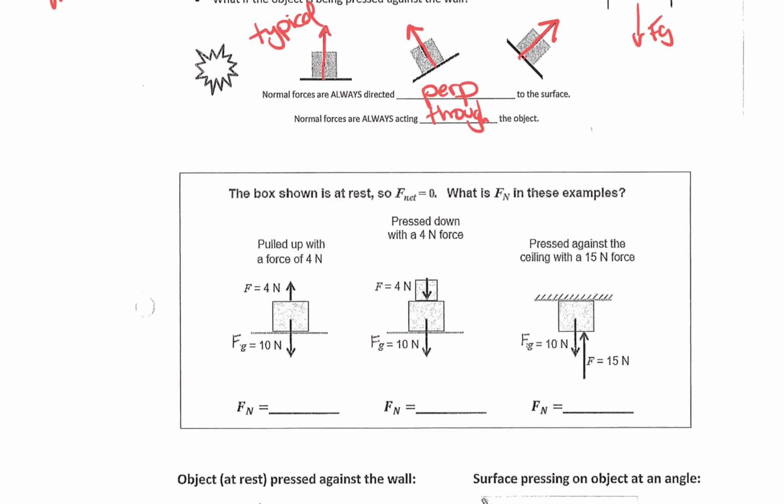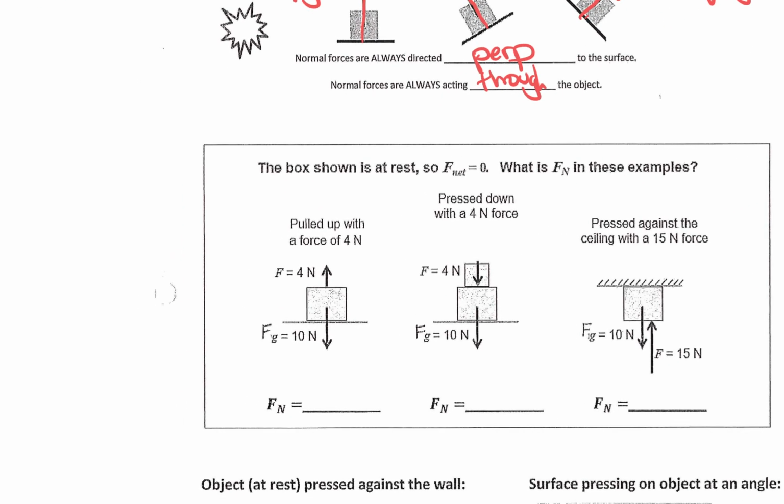So let's go to a typical scenario. This is definitely typical. This is what everyone thinks of when they think of the normal force. So a normal force is directed perpendicular to a surface, and it's always acting through it, meaning the surface pushes through, the surface is supporting it on an angle here, or it's supporting on an angle there. But the normal force can also change depending on what is around it.